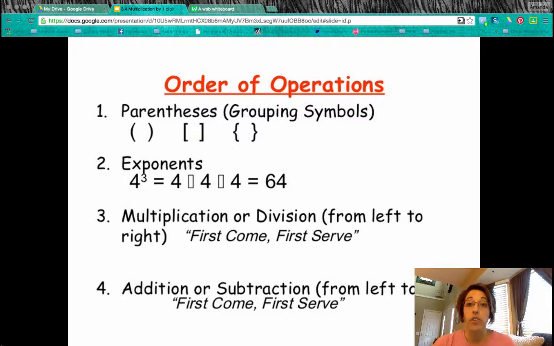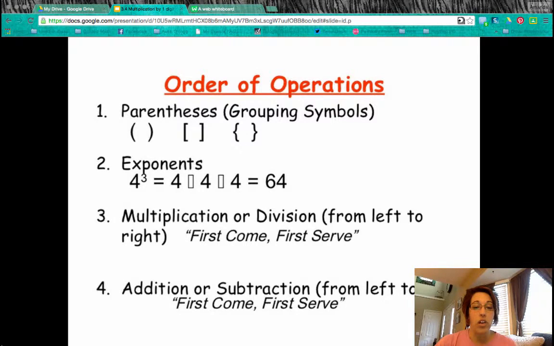Now remember, in 5th grade we'll be working with a base of 10. If you'd like to stretch yourself for the level 4, of course, try this example with 4 cubed. Step 3, we look at the multiplication or division from left to right. Think first come, first serve. If the multiplication's first, I do it first. If division happens to come at the beginning, then I do that before the multiplication.